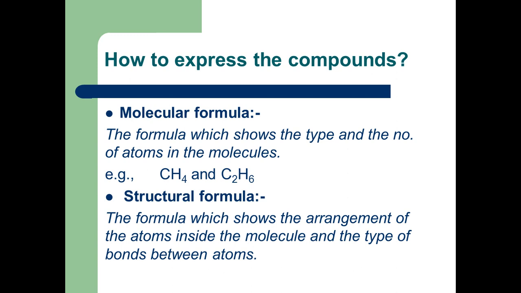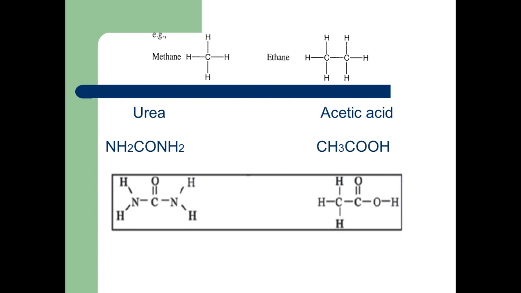Why? Because it shows the arrangement of the atoms inside the molecule, and also the type of bonds between atoms. Look, for methane, C is surrounded by 4 hydrogen atoms and the bonds are single bonds. Why 4 bonds? Because carbon is tetravalent and hydrogen is monovalent.